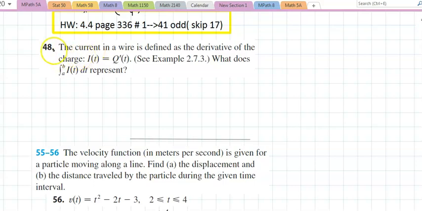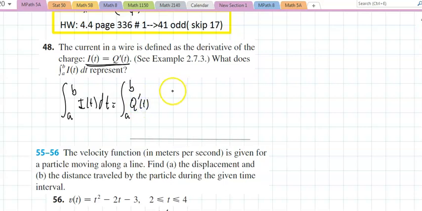So I'll start with an example, number 48. It says, the current in a wire is defined as the derivative of the charge, right there. What does the integral from a to b of I of t dt equal? That's the integral from a to b, and I of t is the rate of change of the charge.